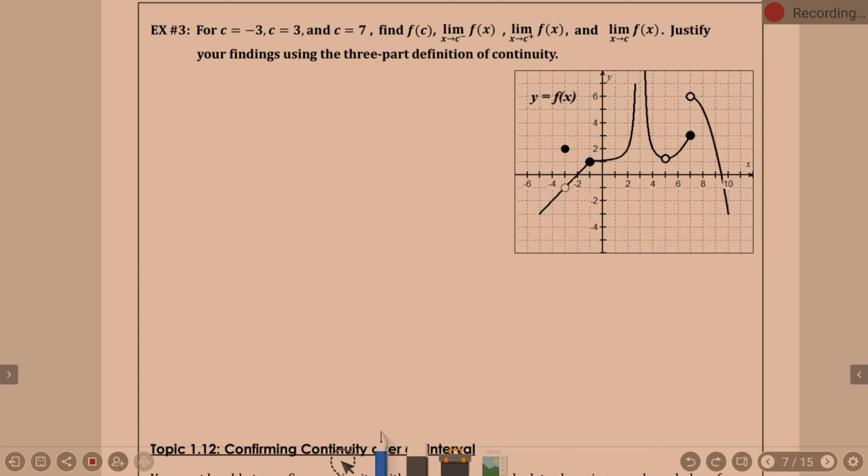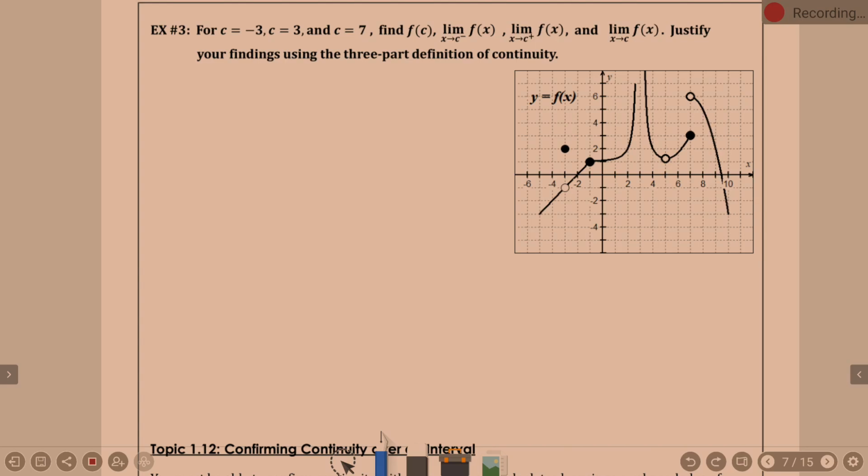As we look at some of these, this information right here says justify your findings using the 3-part definition of continuity. So that 3-part definition of continuity at the beginning, the fact that we have to prove that the limit exists. We have to prove that that point is defined and that they are equal to each other. Okay, so for c equals -3, c equals 3, and c equals 7.